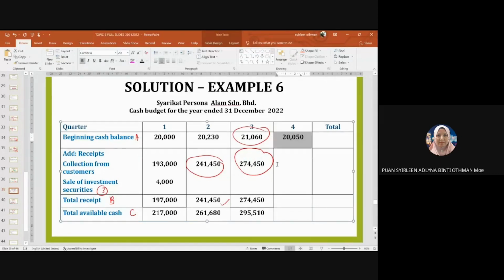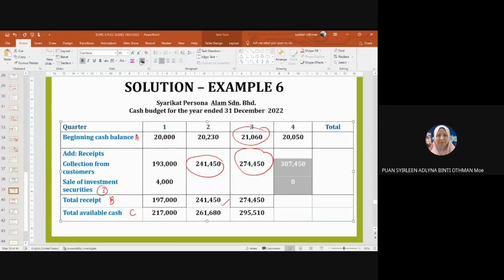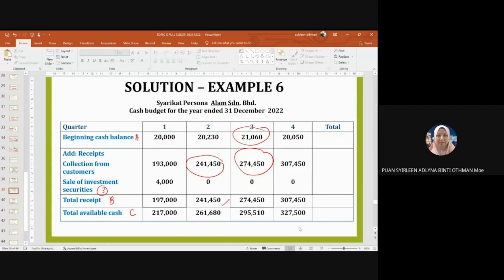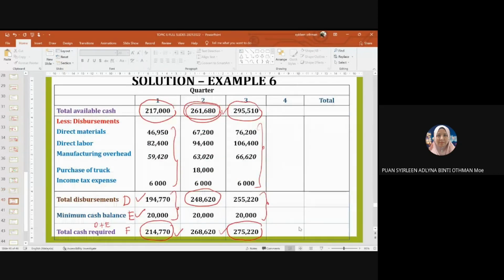Okay, kita bayar collection kita. Investment you tak ada kan? So kosong ya. So kita terima untuk kuarter 4 307,450. So cash available RM20,050 ni plus the receive you akan dapat 327,500. So ini available cash. So how much you are supposed to disburse during the fourth quarter of your accounting period? So my disbursement untuk fourth quarter.